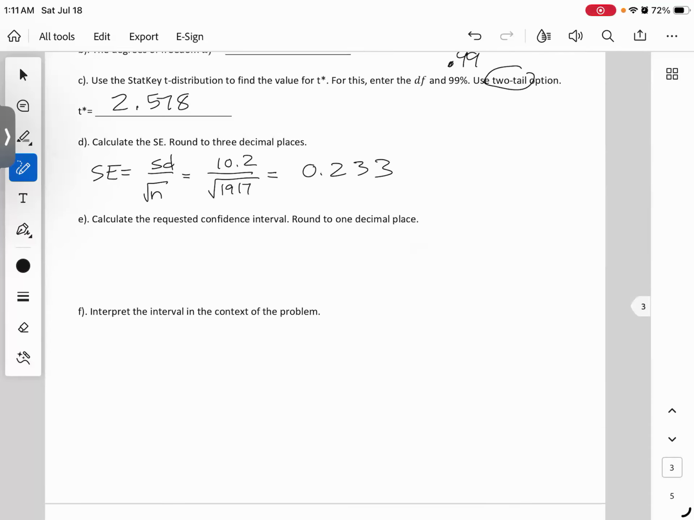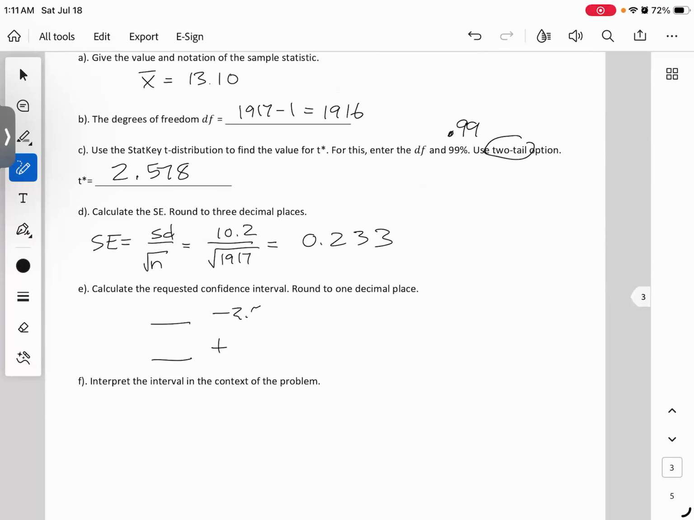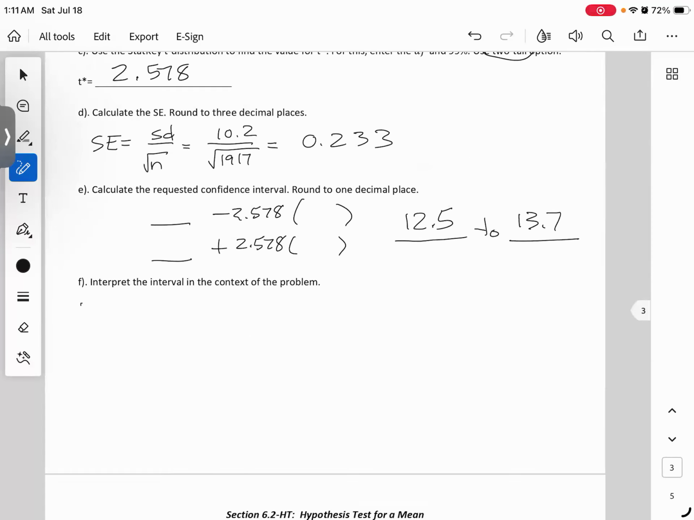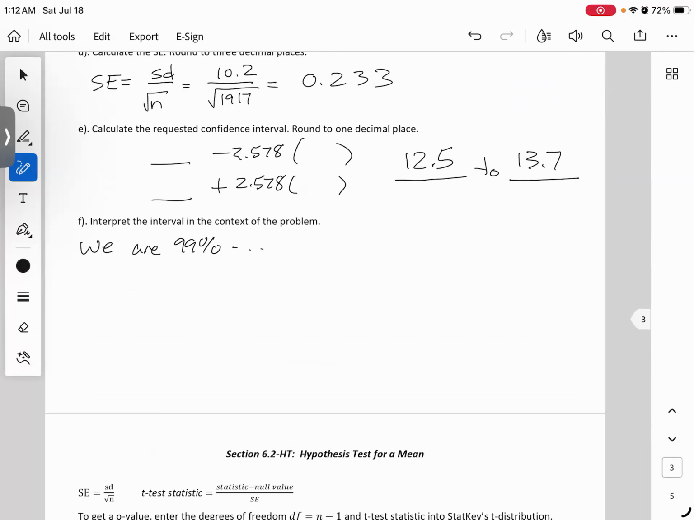And then once you do here again, this is for you, right? You do the statistic, plus minus 2.578 times your SE, and then you should have gotten, again, if we just keep one decimal, 12.5 to 13.7, and then we would end with we are 99%, and I'll let you finish that out. 99% confident that the number of cell phone calls that are made or received by all cell phone users is between 12.5 and 13.7.